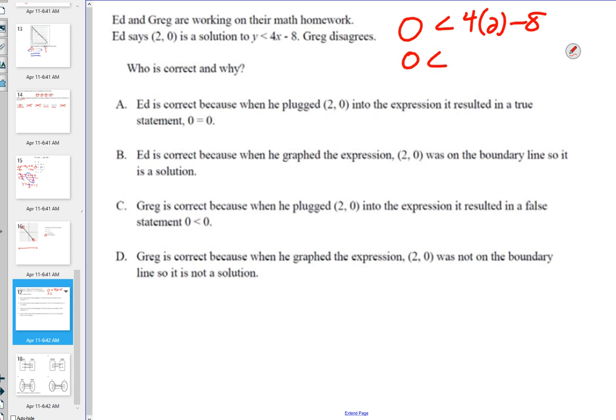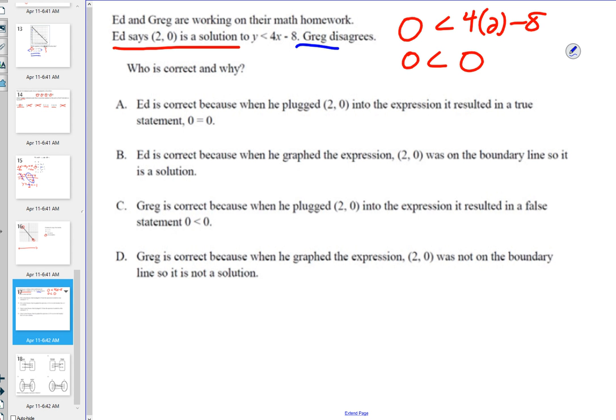Four times 2 is 8, minus 8 is 0. Is 0 less than 0? No, so that is false, which means that Greg is going to be correct. Because Ed is the one saying that it is, Greg says that it's not, so Greg is going to be correct. Now let me ask you another question. If that was the inequality sign, would Ed be true? Would he be correct? Yeah, in that case it would. If it had an or equal to sign, then Ed would be correct. But because you're not allowed to be equal to, Greg is the one that's correct.